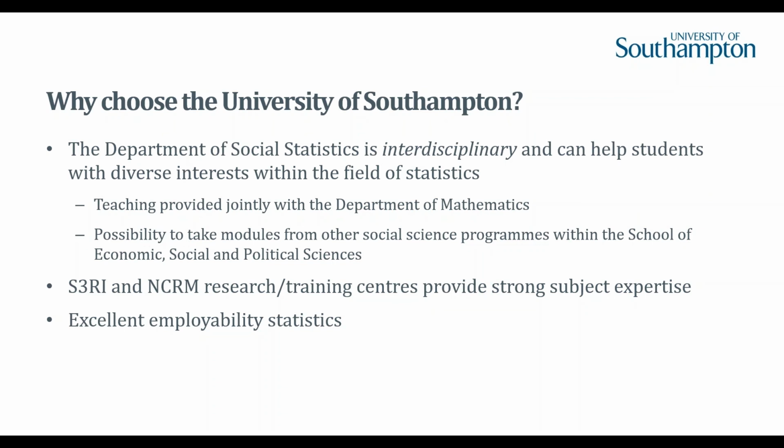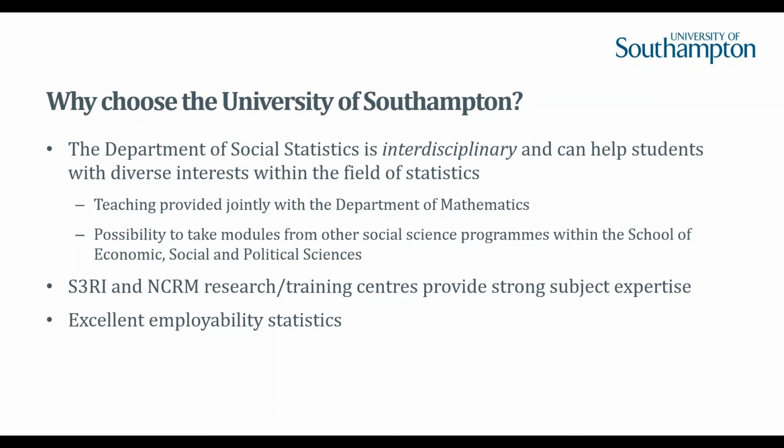The teaching in this program is provided jointly with the Department of Mathematics, so you will also get the more mathematical side of things. And like I said earlier, you will have the possibility to take optional modules from other social science programs within the School of Economic, Social and Political Sciences, which could mean something like sociology, social policy, gerontology, or criminology, and many others.